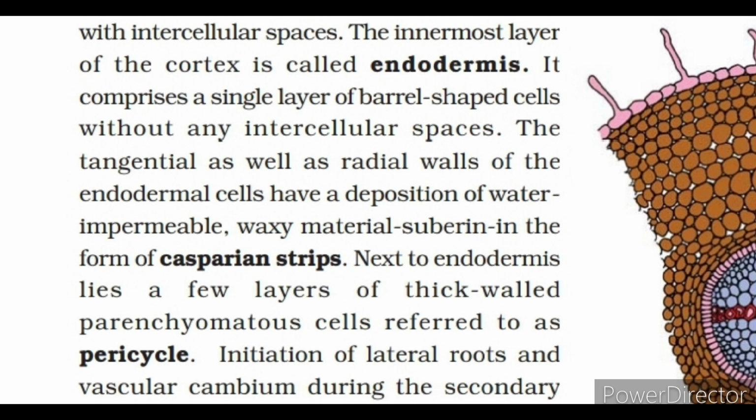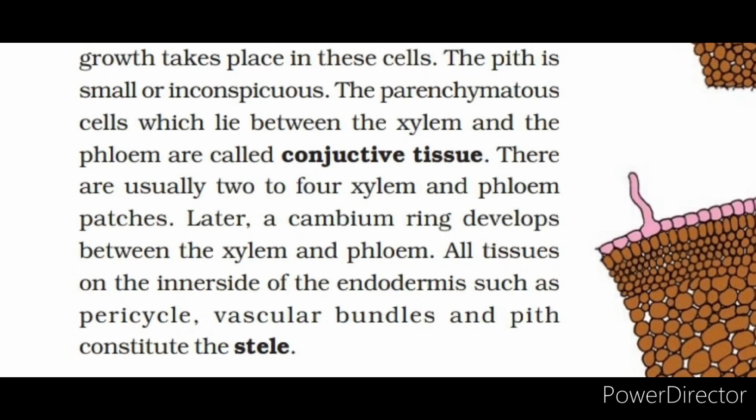Next to endodermis lies a few layers of thick-walled parenchymatous cells referred to as pericycle. Initiation of lateral roots and vascular cambium during the secondary growth takes place in these cells. The pith is small or inconspicuous. The parenchymatous cells which lie between the xylem and the phloem are called conjunctive tissue. There are usually 2 to 4 xylem and phloem patches. Later, a cambium ring develops between the xylem and phloem. All tissues on the inner side of the endodermis, such as pericycle, vascular bundles and pith, constitute the stele.